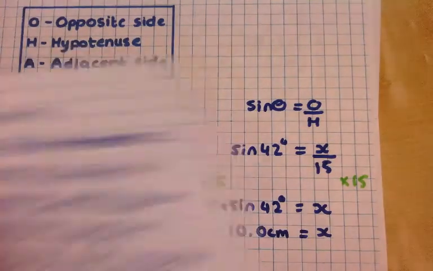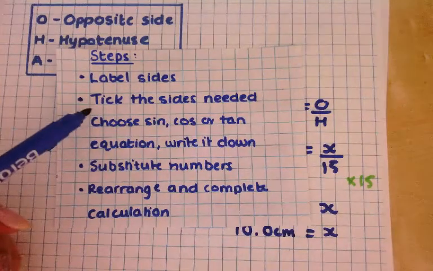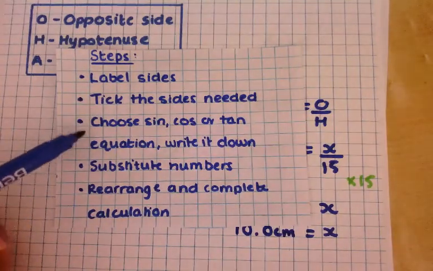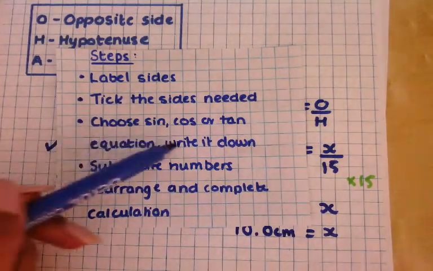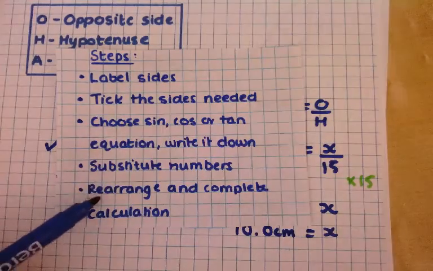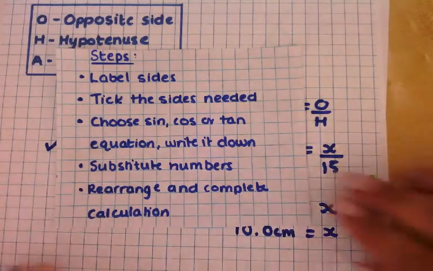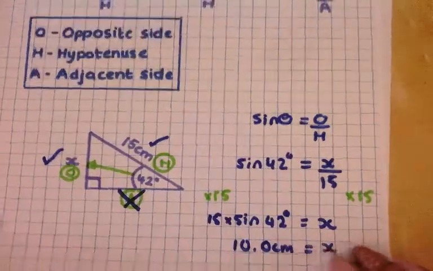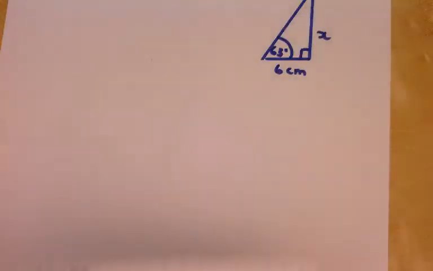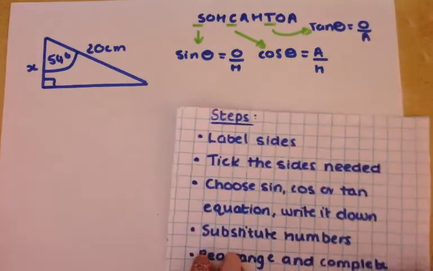So here are the steps I've followed, so you might want to write these down. I labelled the sides, ticked the sides that I needed, chose the right ratio, sine, cos or tan, wrote it down, substituted in the numbers, rearranged to get x by itself, and then completed the calculation. So I'm going to do two more. I'll put the steps there.